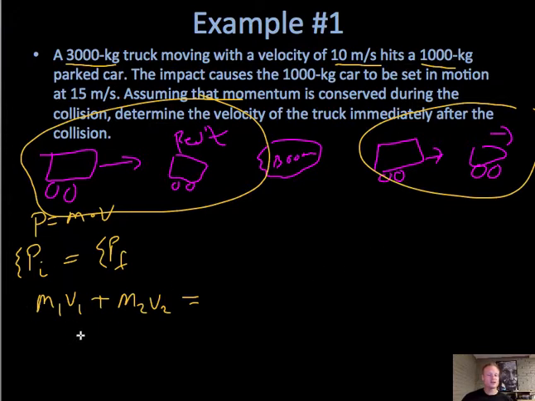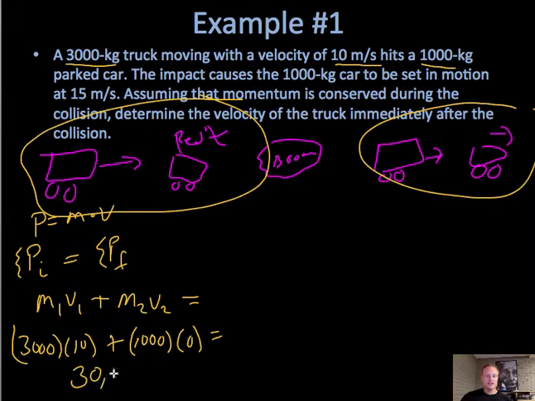So let's first calculate the initial. The mass of the truck is 3,000. The velocity of the truck is 10, and I'm leaving units out again just to save on space, plus the mass of the car is 1,000 times the velocity of the car, which is 0. So 3,000 times 10 is 30,000, plus anything times 0 is 0. So basically I have 30,000, we'll call it units of momentum. That is my initial. When everything's said and done, when the dust settles, my final momentum must add up to 30,000. So keep that in mind.